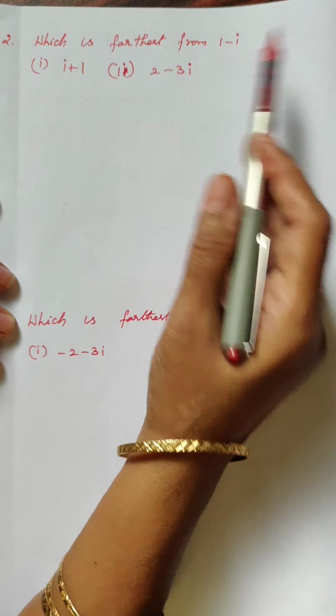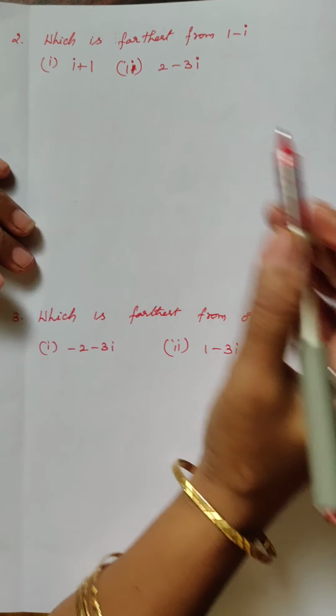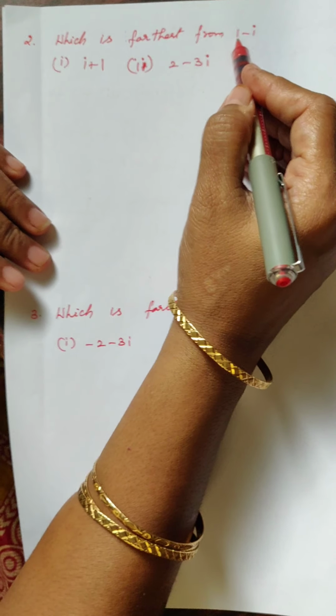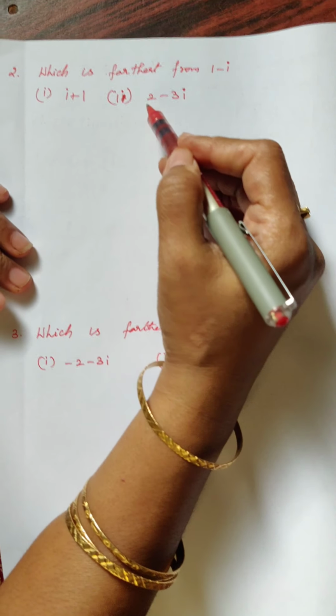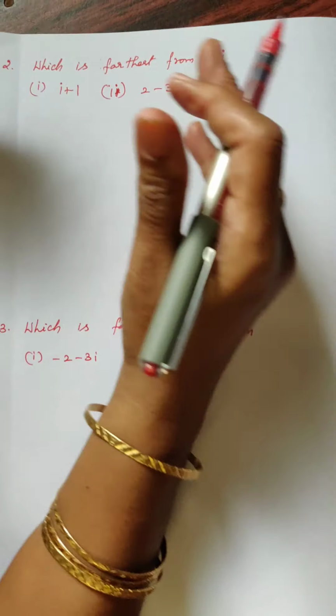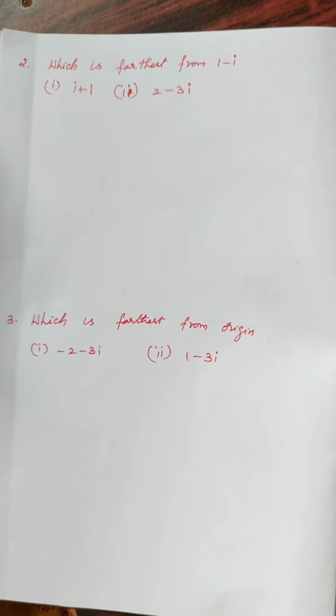Which is farthest from 1 minus i? Farthest means we are going to find out the distance between these 2 points. 1 plus i and 1 minus i, and we are going to find out the distance between 2 minus 3i and 1 minus i. Which is farthest? From this, which distance is very long?